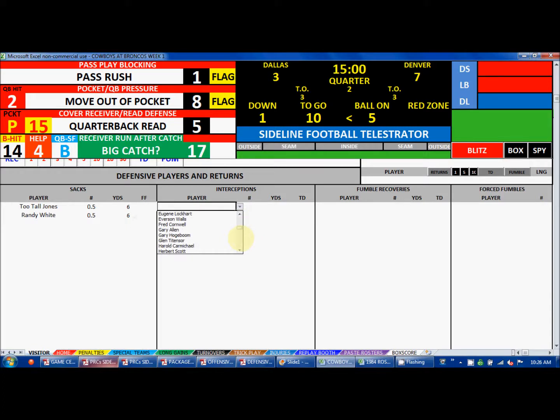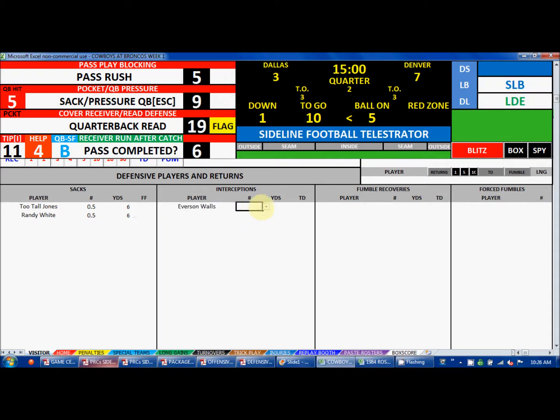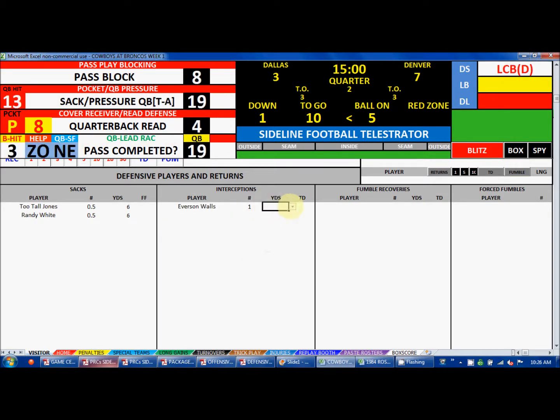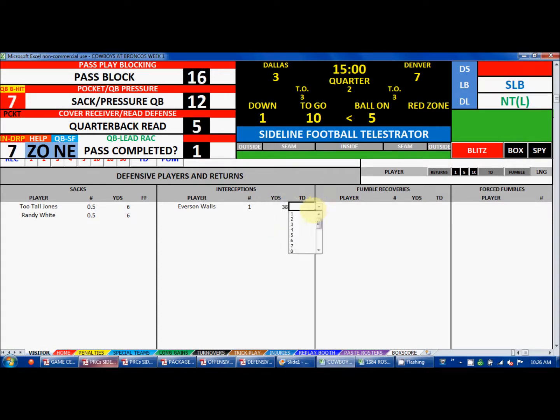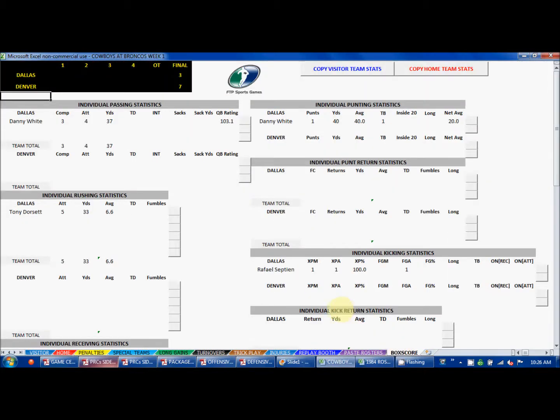Maybe Everson Walls picks off a pass, returns it 38 yards for a touchdown. Simply enter everything there, and you'll notice that it shows up here in the box score. So those statistics are placed there, and we're going to talk about that in a little while, how to transfer those to a stat book. So we see Danny White's 3 for 4 for 37 yards, and it provides his quarterback rating for that statistics line.